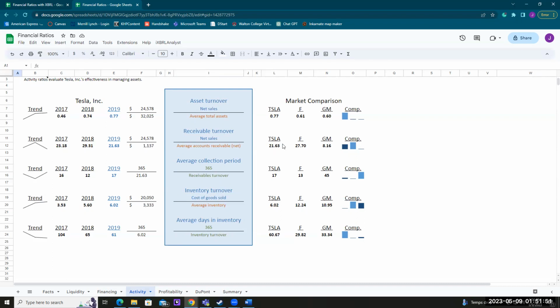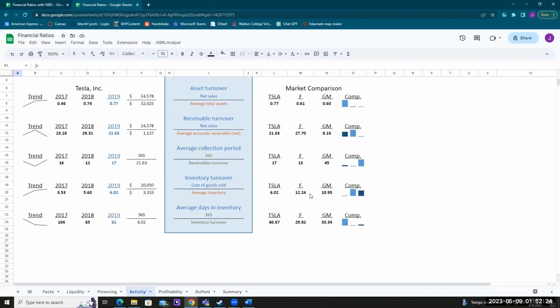Receivable turnovers. This is a little interesting to see with Tesla being so high. And then we have Ford being the highest and Tesla being the second highest. I actually expected Tesla to be a little bit lower and GM to be a little bit higher on theirs. We can see here that even though the receivable turnover was pretty low for GM, they had a high turnover period. So essentially what that means is they're going to make 45 collections.